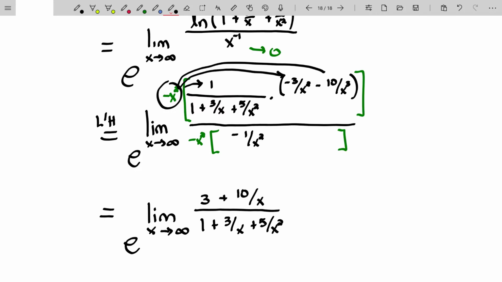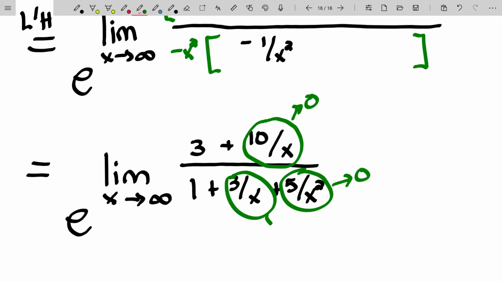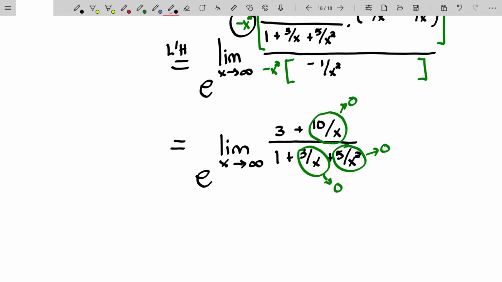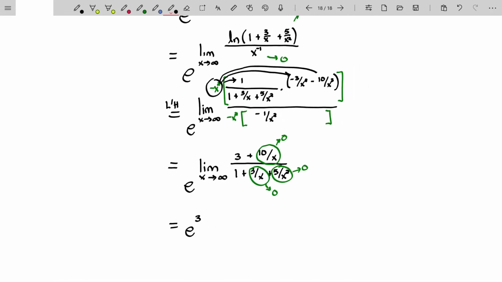Now I'm going to go ahead and actually be done. Because if you look at it the way I've written it, as x goes to infinity, this tends to 0, this tends to 0, and this tends to 0. That was just by chance. And so we get 3. But not just 3, it is e to the third. There you go. That is the actual value of that limit.